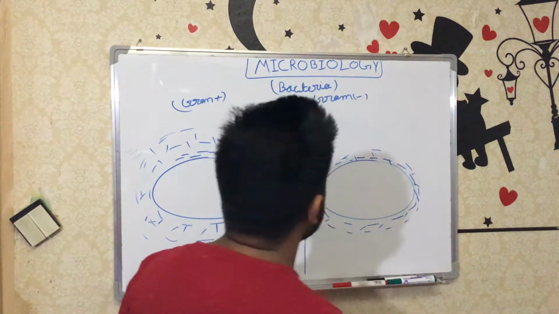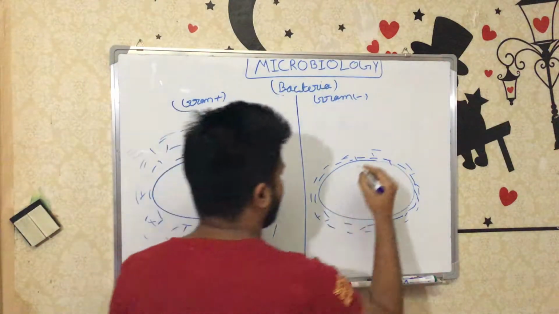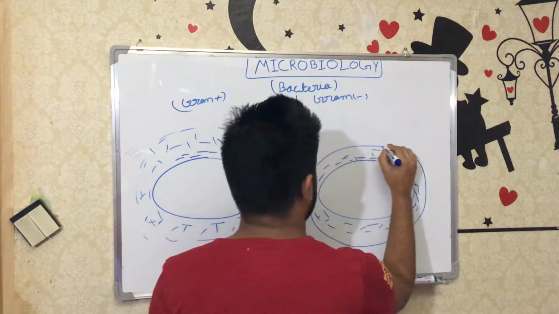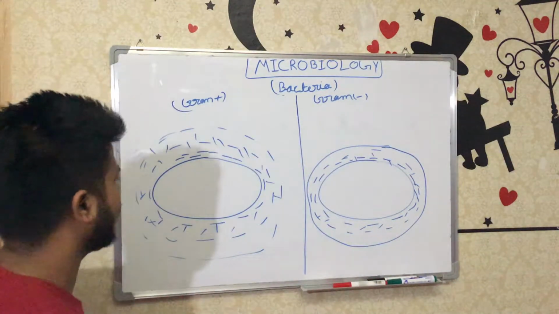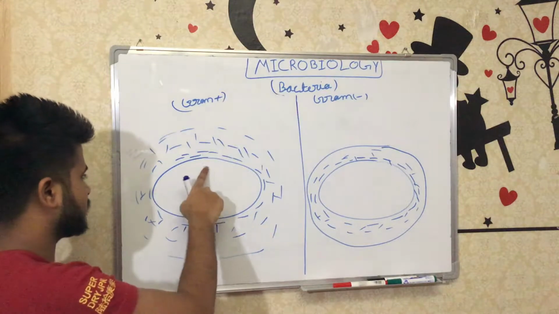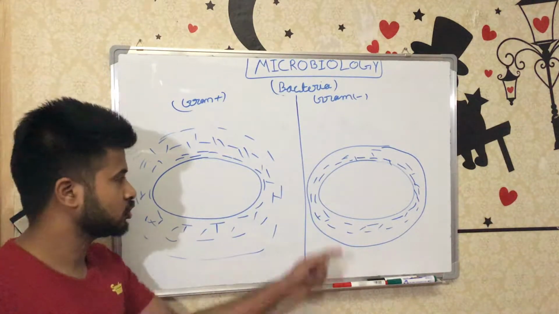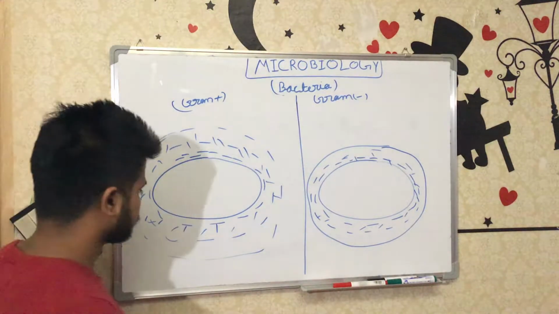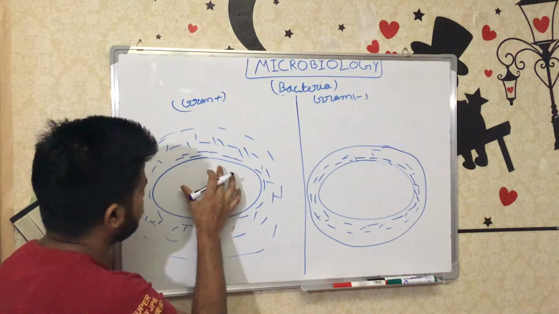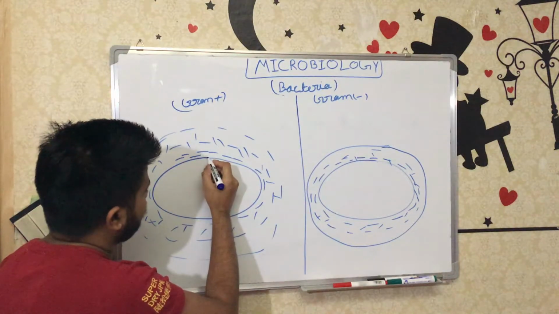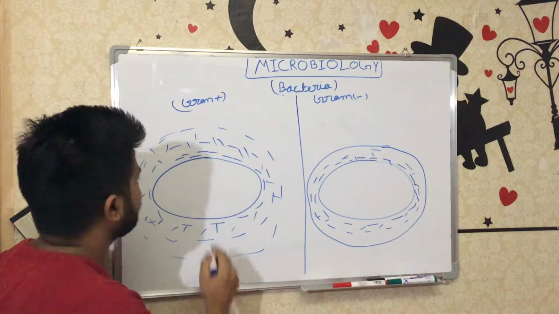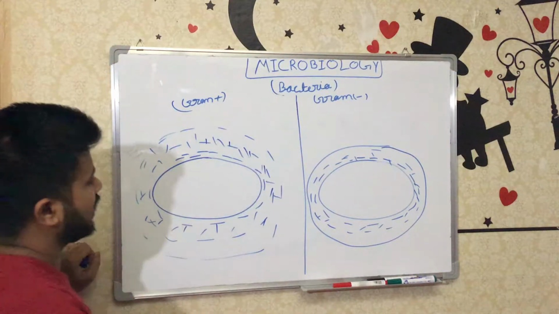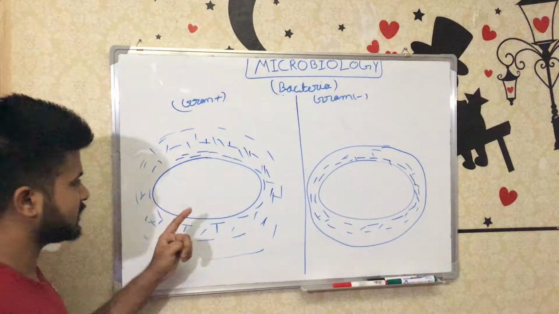But a gram negative bacteria has an additional feature, that is the additional cell wall. A gram positive doesn't have an additional cell wall, just one plasma membrane, which is present in every bacteria. So in a gram positive bacteria there is just one plasma membrane, and after it there is a thick peptidoglycan layer, but no additional outer membrane. This is the gram positive.